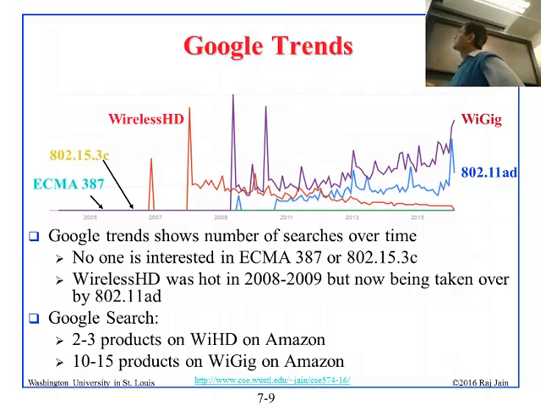So you see, no one is interested in ECMA anymore. Wireless HD was hot in 2008 and 9, but is now being taken over by AD. And when I did the product search, I found 2 or 3 products on YHD. YHD is the wireless HD, right? And 10 to 15 products are WiGig.